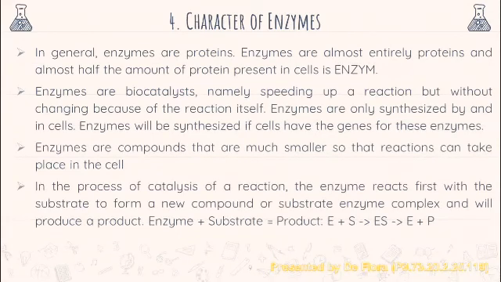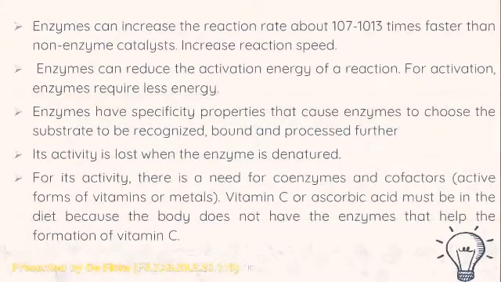In the progress of catalysis of a reaction, the enzyme first reacts with the substrate to form a new compound, the enzyme substrate complex, and will produce a product. Enzyme plus substrate becomes product. Enzymes can increase the reaction rate about 10^7 until 10^13 times faster than non-enzyme catalysts. Increase reaction speed. Enzymes can reduce the activation energy of a reaction.